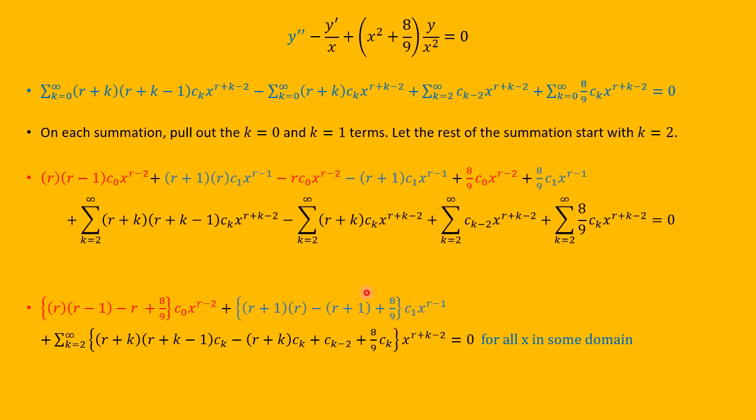This coefficient of x to this power has to be 0. And all of these coefficients of x to these powers have to be 0. And so that's going to give us some equations that we can solve for C0, C1, C2, and so forth.